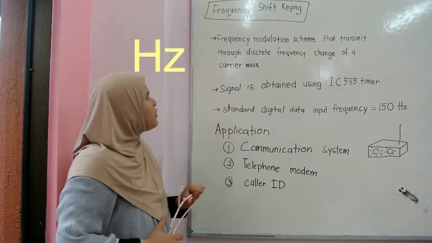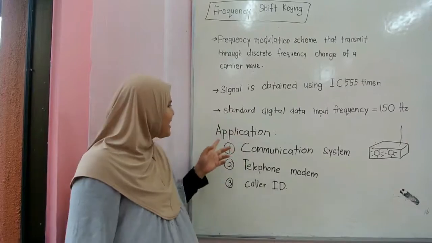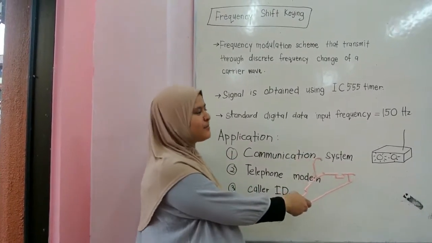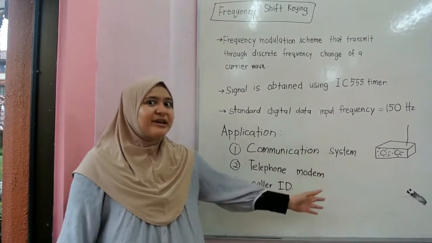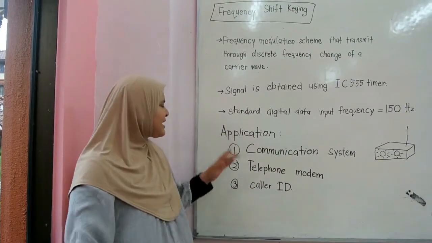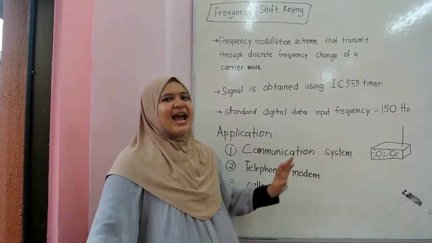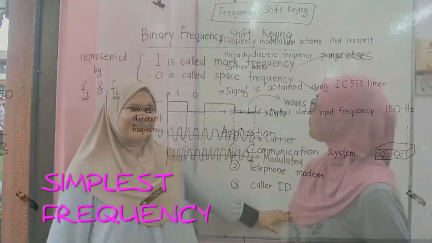We apply this FSK in communication systems, which is military communication. Second is telephone modem and caller ID.